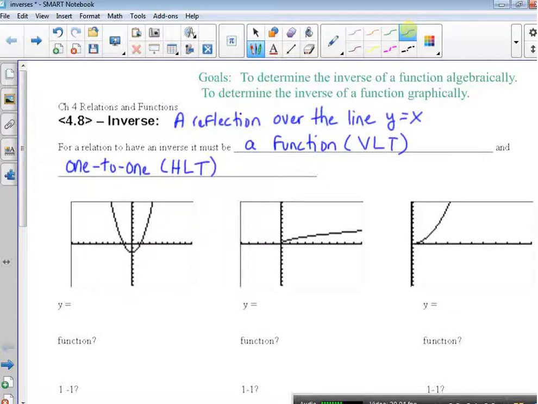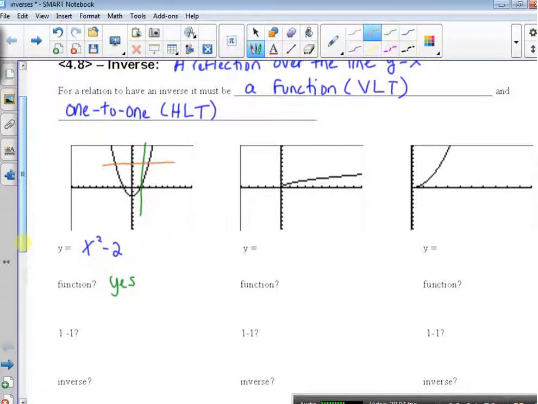So this first equation asks you, what is the equation? Well, we just did transformation of functions, so this looks like the parabola moved down 2. So it would be x squared minus 2. Is it a function? Does it pass a vertical line test? Yes. Is it a 1-to-1? No, because we've got repeating y coordinates. Does not pass the horizontal line test. So does it have an inverse? No.